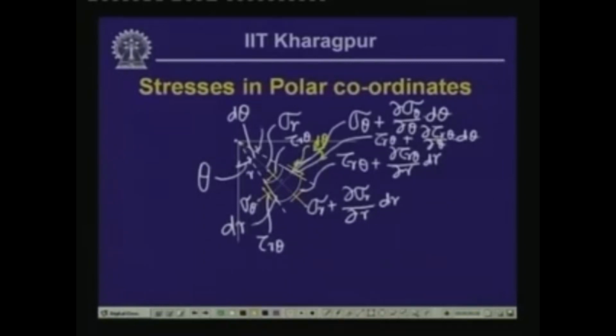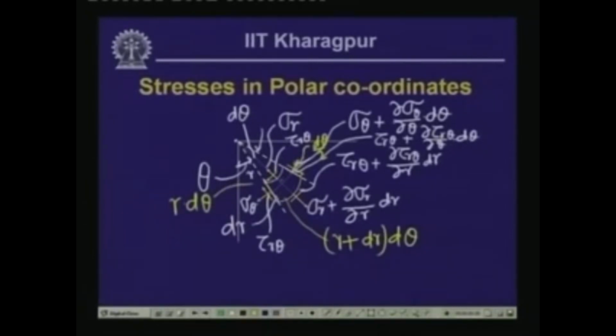Now, on this particular plane, the area on which this stress acts is r plus dr times d theta, d theta being small. This particular length we can write as r plus dr times d theta, and this particular length is equal to r d theta.